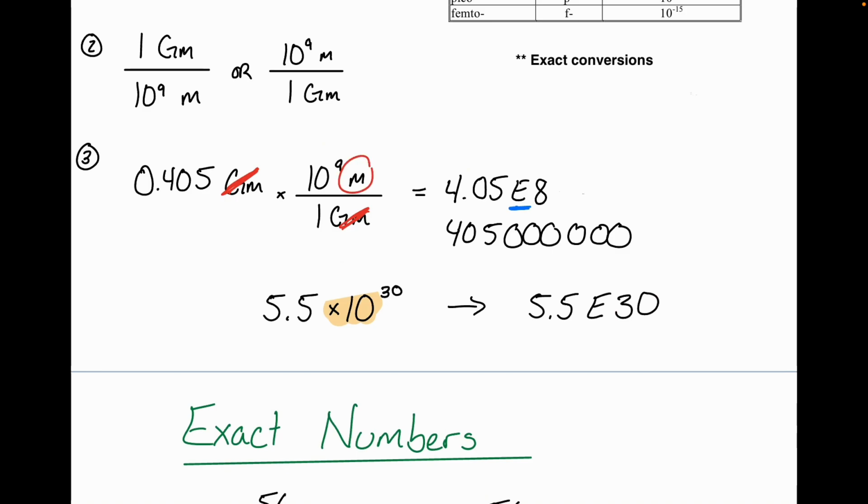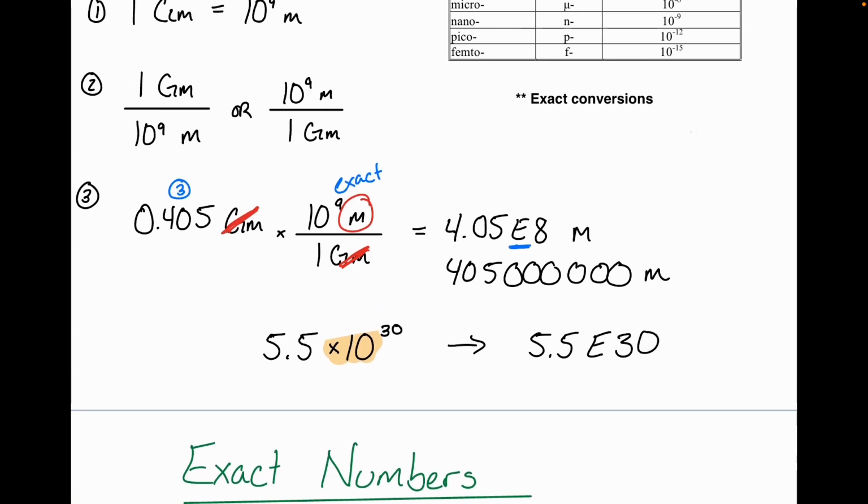Okay, so then units, I'm left with units of meters here, again either in standard or scientific notation. And then how many sig figs should I have? 3, because my initial value has 3, and again, we get to ignore these over here.